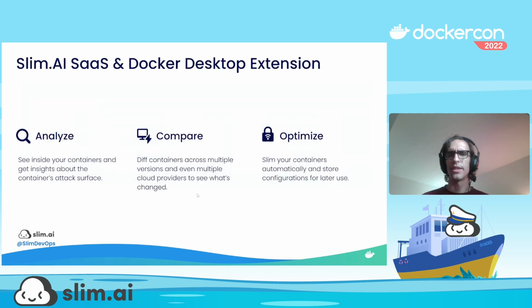The Slim.AI SaaS, as well as the Docker Desktop extension, offers you the ability to analyze, compare, and optimize images. Today, we looked at how we could use the Docker Desktop extension to both analyze as well as compare different images. The optimization piece is currently available on the Slim.AI SaaS, and you can go ahead and take a peek at that whenever you would like.